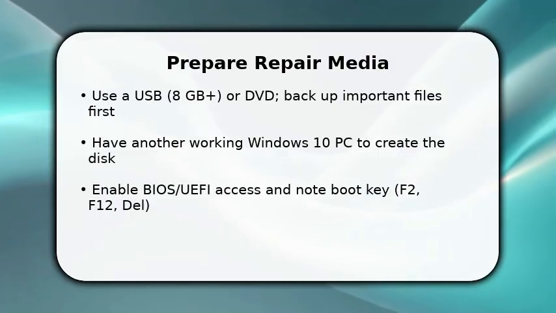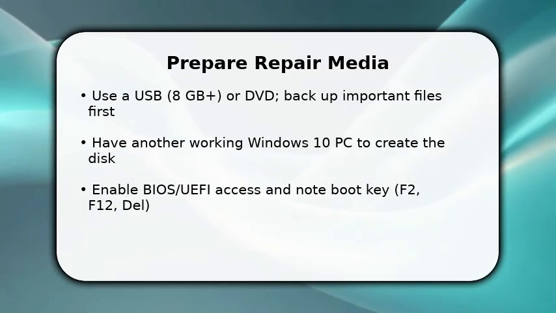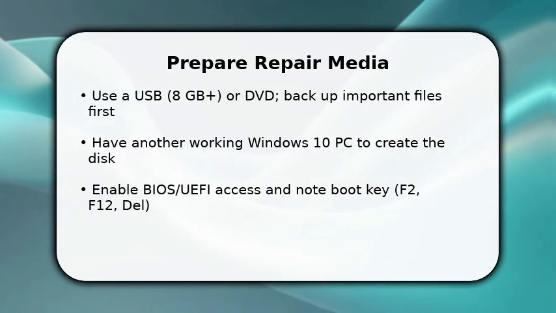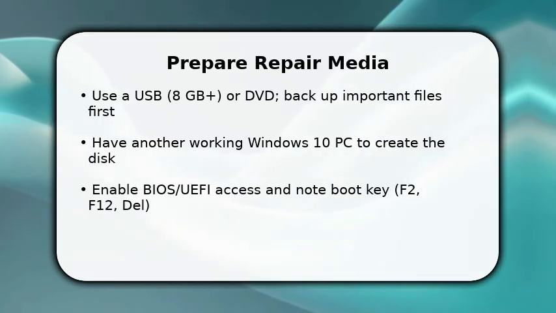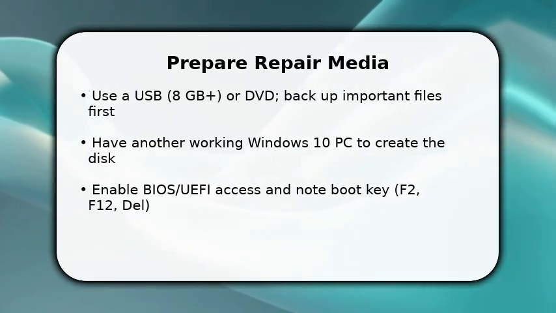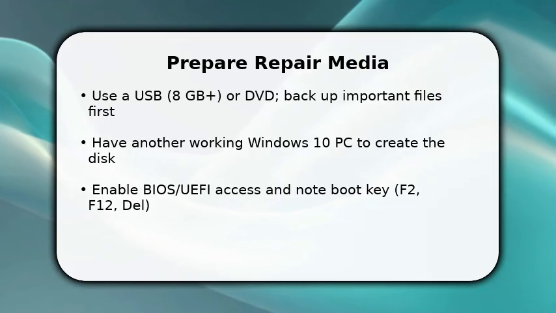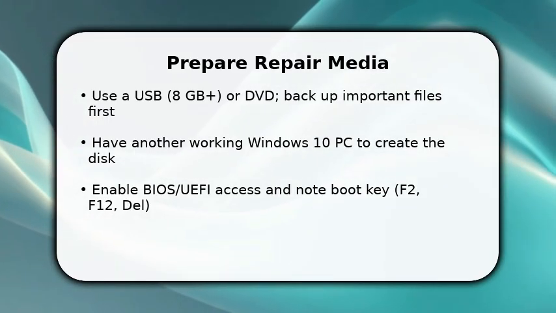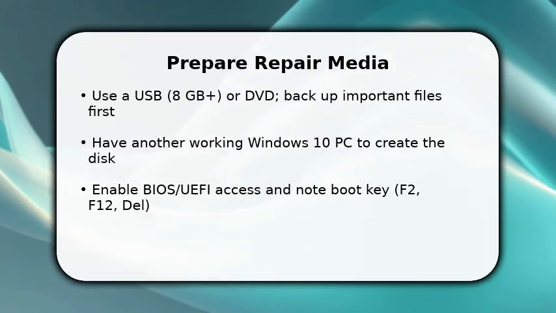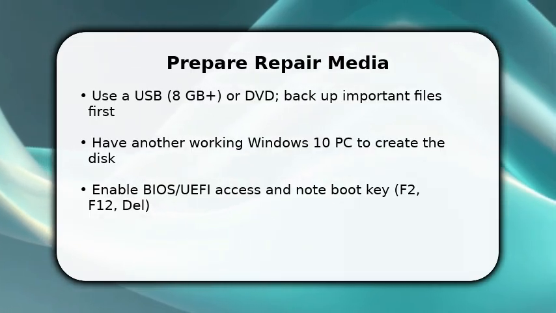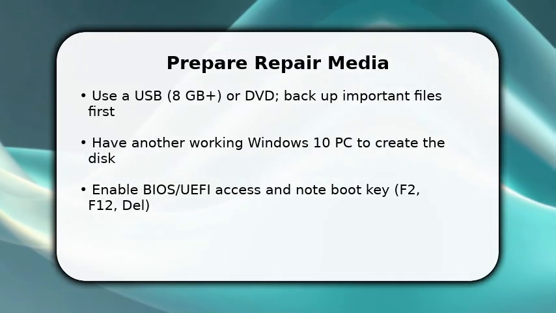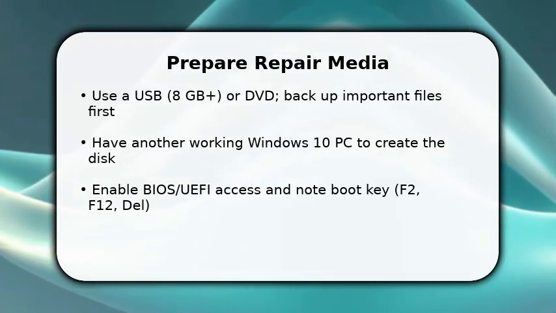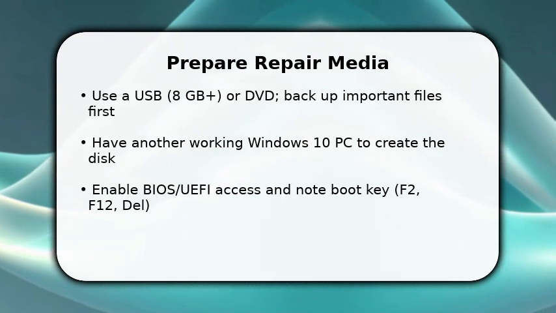You're going to create repair media now. Plug in an 8 GB or larger USB and make sure you've copied any critical files off it. On a working Windows 10 machine, run the Media Creation tool and choose Create Installation Media. Select USB and the correct architecture so it matches the target PC. Once the tool finishes, safely eject the drive and reboot the broken PC to access BIOS or UEFI. Note the boot key so you can boot from the USB next.